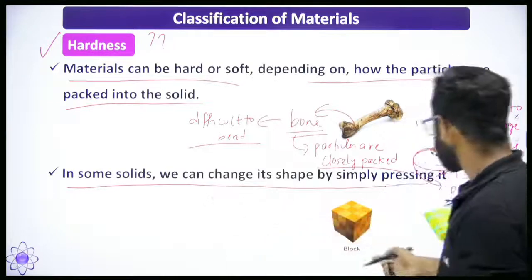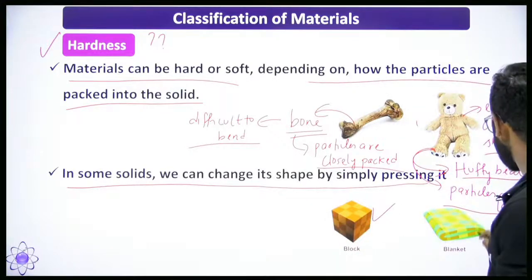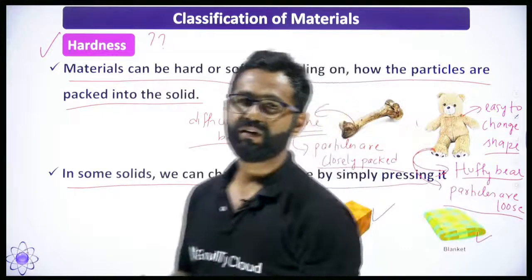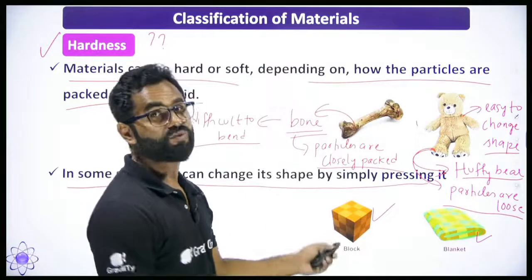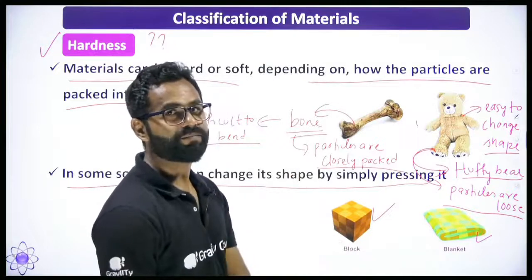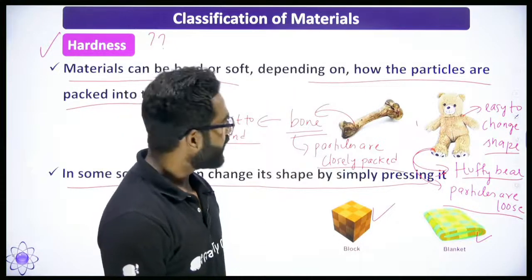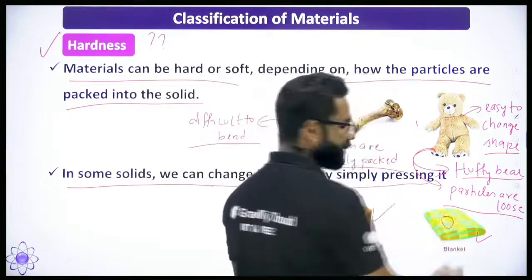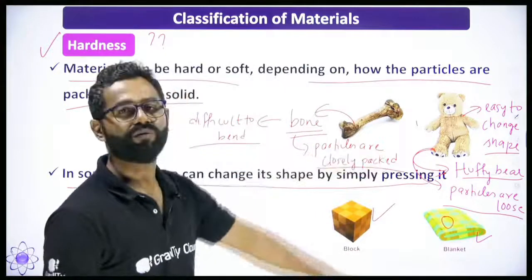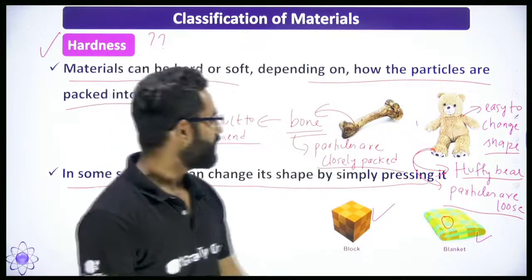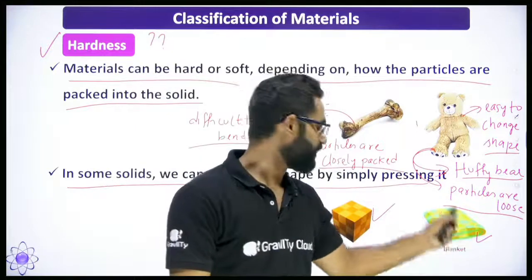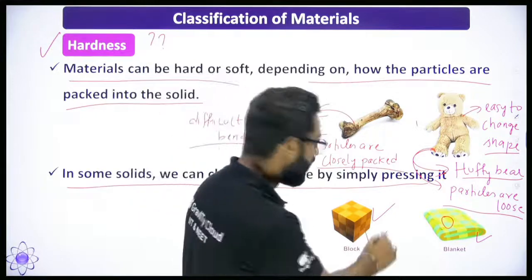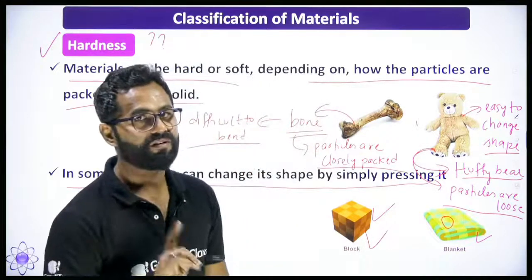Simple. For example, look here, this block and this blanket. If you try to press this hard block, will it change its shape? No. But if you try to press the blanket, if you sit on the blanket here, what will happen? It will go down from that place, right? This area will be pressed if you sit here. That means the blanket can be pressed, but these hard blocks cannot be pressed, right?